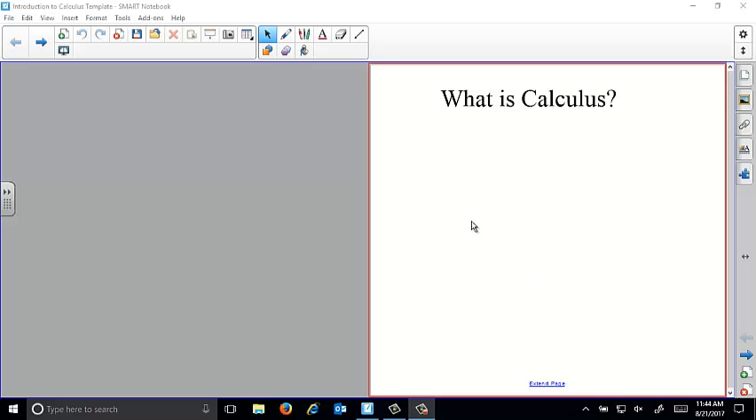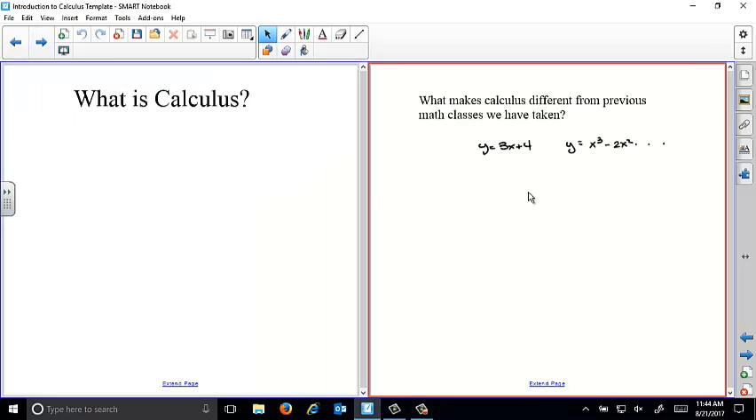So what is calculus and why do we take it? How does it fit into the classes we've taken in the past? So here's an example of what we've looked at in the past. We've looked at linear equations, polynomial equations. We've done things like finding the slope of a linear function. We have found the x and y intercepts of a linear function. We've found the x-intercepts and y-intercepts of a polynomial. Those are still important, but that's not the emphasis of calculus.